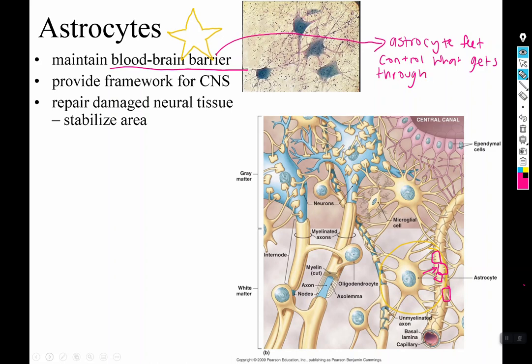So those feet are going to control what's able to get through, because there's certain things that are damaging to our brain and we don't want them anywhere near our central nervous system. Instead, we're going to keep them out and only take the stuff out of the plasma of the blood that is good for us and good for our neurons.